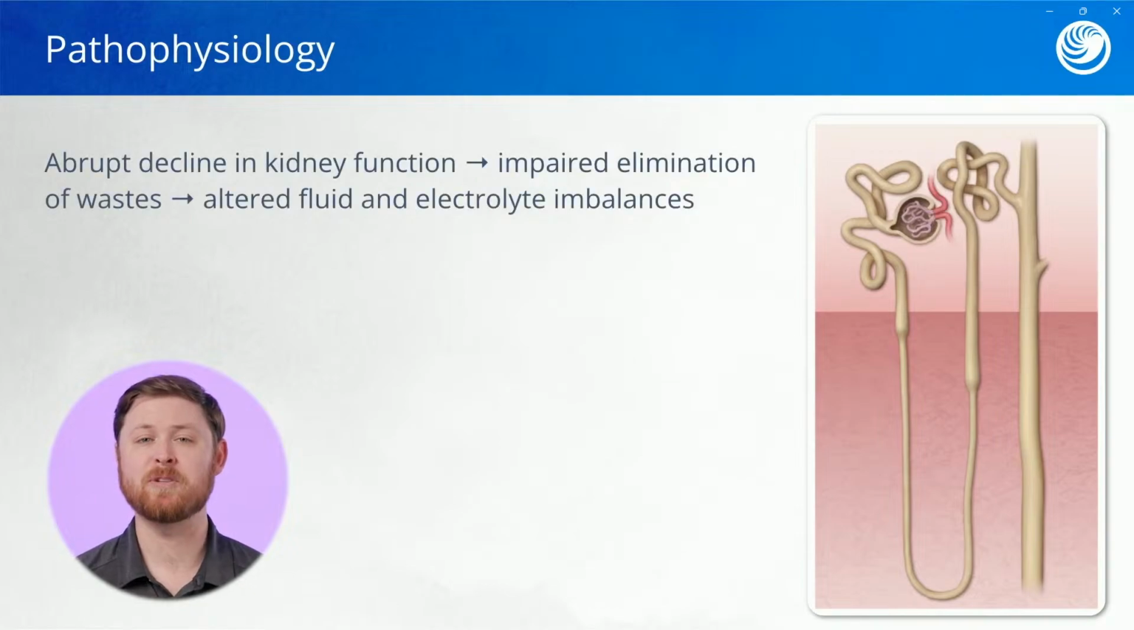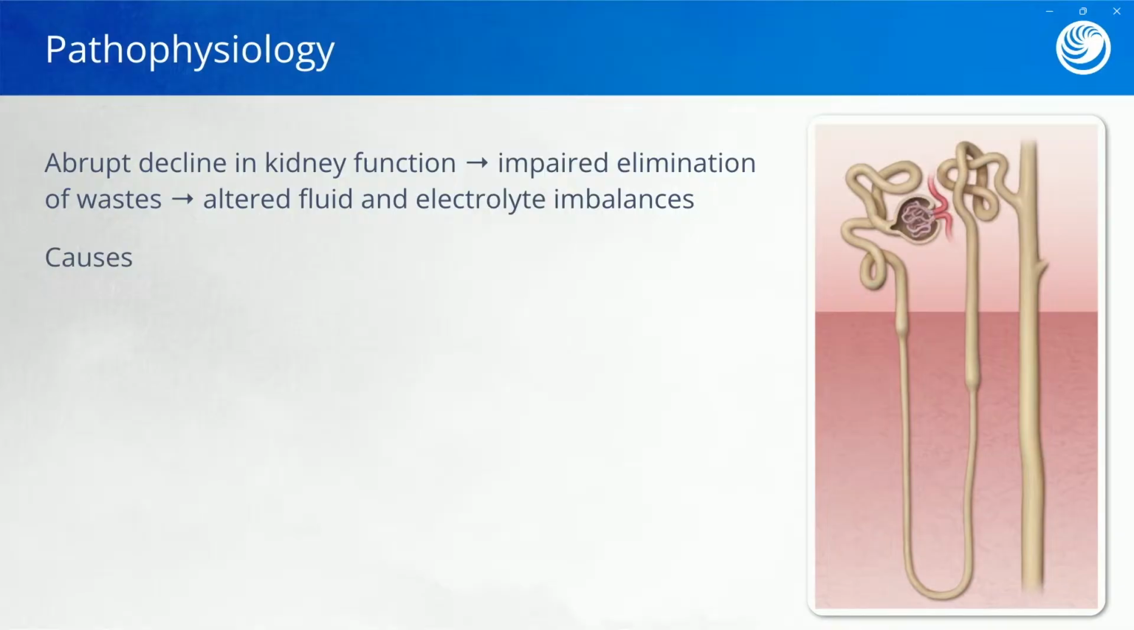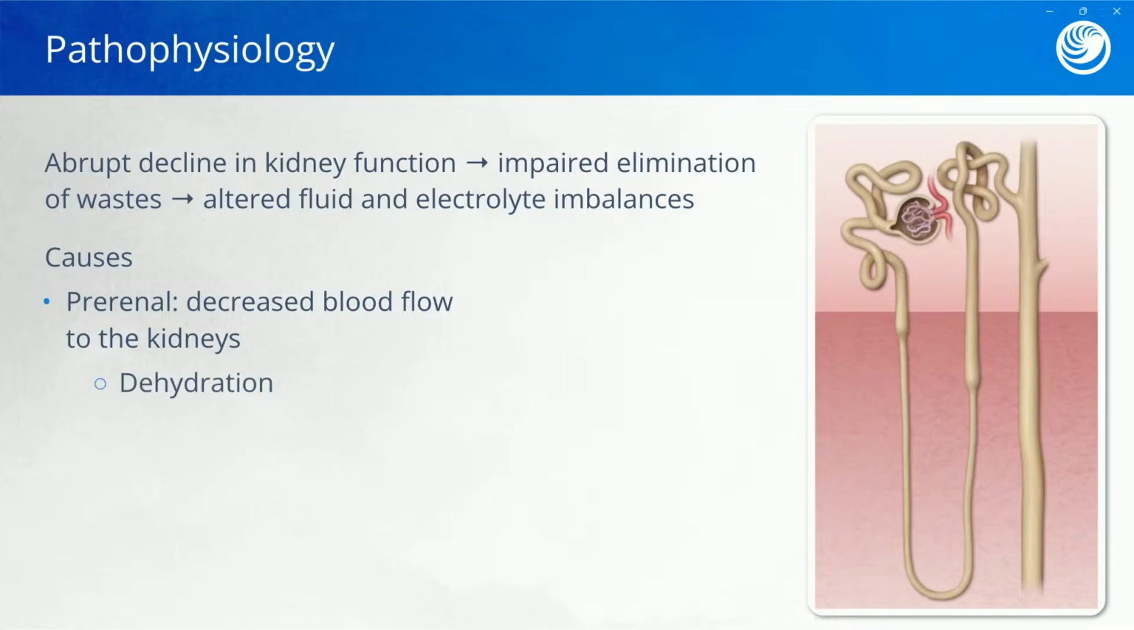AKI is an abrupt decline in kidney function that results in the impairment of waste elimination and contributes to the development of imbalances in fluids and electrolytes within the body. Like I mentioned earlier, AKI has prerenal, intrarenal, or postrenal causes. Prerenal causes are factors that affect kidney function outside of the renal system and are usually a result of a decrease in blood flow to the kidneys.